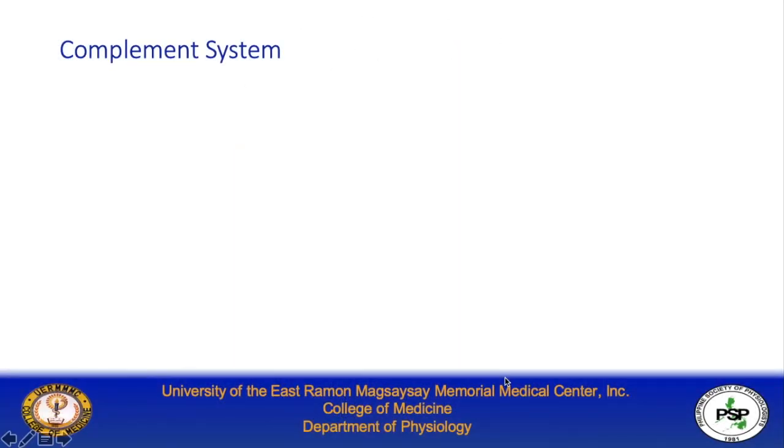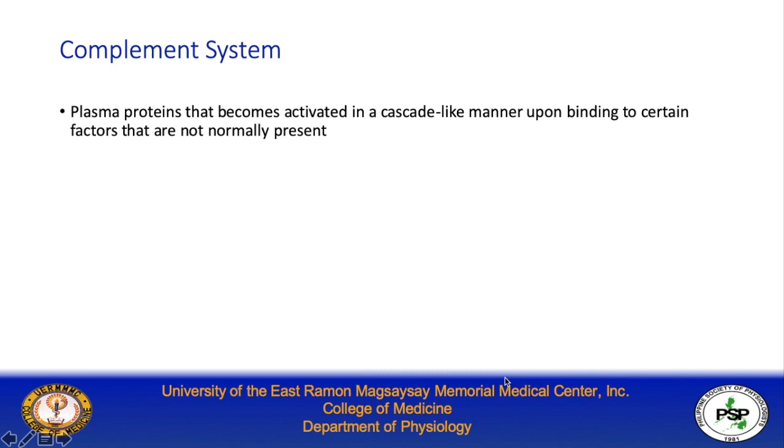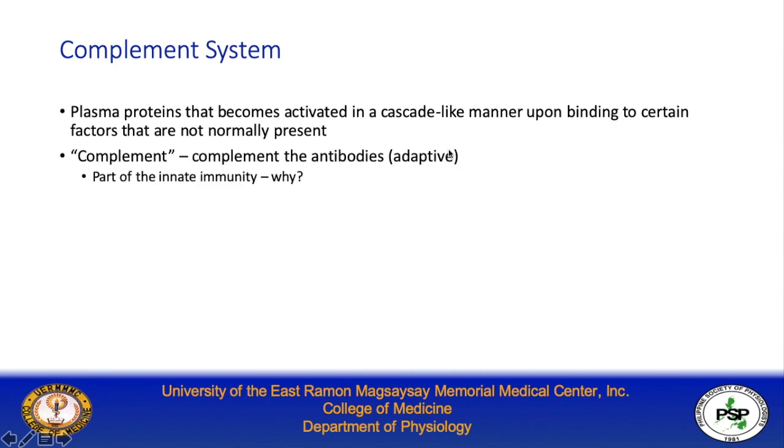Moving on, the next component would be the complement, or the complement system. Now, these are a set of plasma proteins that are activated in a cascade-like manner upon binding to certain factors that are not normally present. So they were initially thought of as complementary to the antibodies in fighting off an infection. That's why it's called the complement system.